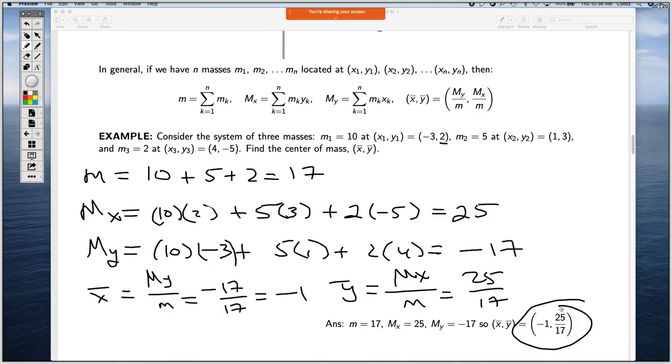The moment about the x-axis is positive. That means it has a tendency to be heavy above the x-axis, so we're going to have to move up the y-axis to keep it from tilting that way. The moment about the y-axis is negative. That means it's heavier on the left side, so we have to move a little bit to the left to keep that from tilting. So hopefully that makes sense.